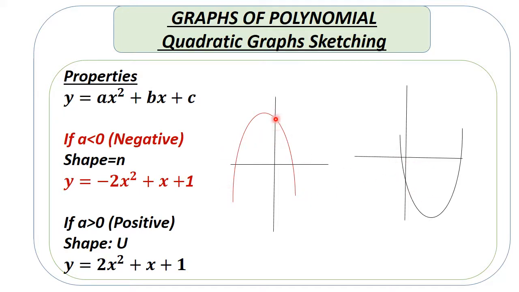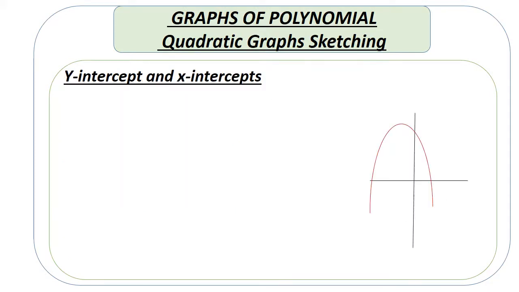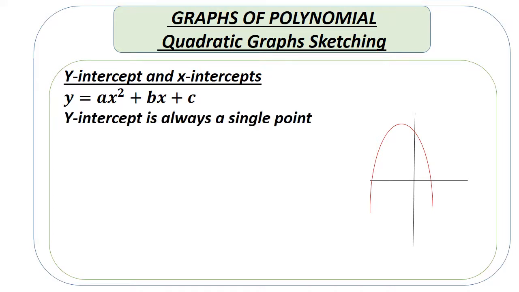Next, you need to know where exactly it cuts the y-axis. Then also you need to know where it cuts the x-axis and where it is turning. So let's take a look at the second property, which is where it cuts the y-axis. Given such a graph and its equation, the y-intercept is always a single point. It usually cuts the y-axis at one point, and this c, just like in coordinate geometry where the equation of a straight line is y is equal to mx plus c, the c is the y-intercept, meaning it is where the graph cuts the y-axis.